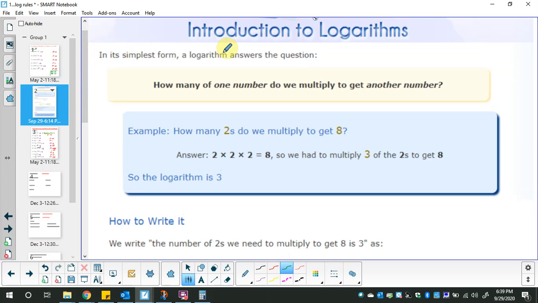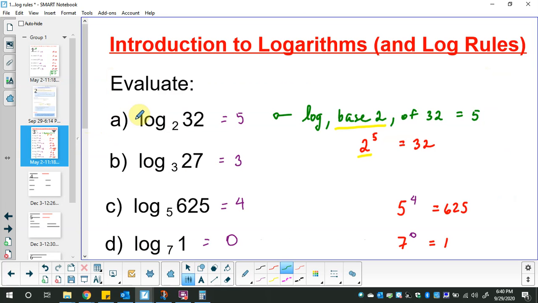In its simplest form, a logarithm answers the question, how many of one number do we multiply to get another number? So how many 2's do we multiply to get 8? We need 3 2's to get 8. So that means the logarithm is 3. So we need 5 2's to get 32. That's why the logarithm answer is 5.